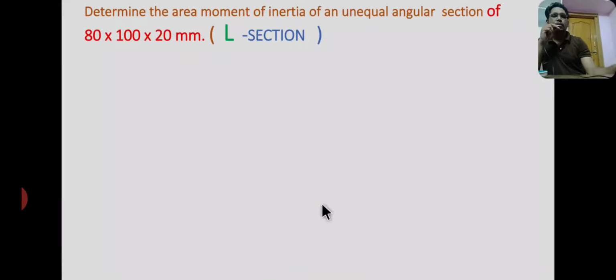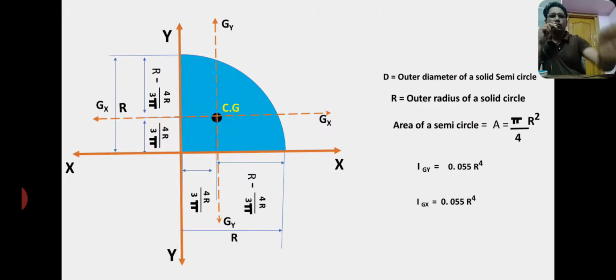Now, the moment of inertia for a quarter circle. The centroid of a quarter circle lies at a distance of 4r by 3 pi from the right angle corner.